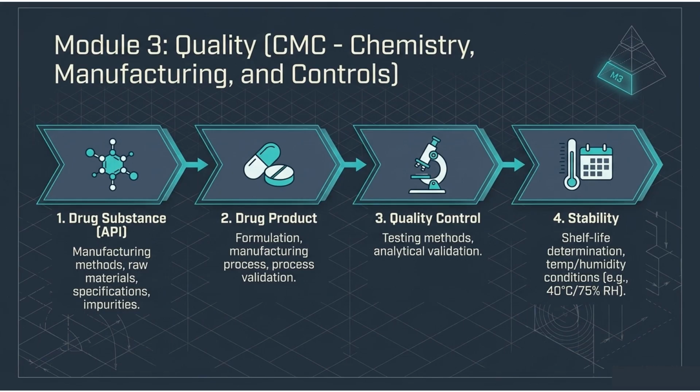Slide 8. Module 3. Quality, CMC. Moving into the evidence data, Module 3 focuses on quality, widely known as CMC, chemistry, manufacturing, and controls. This module details the drug substance, or API, the drug product, including formulation and manufacturing process, quality control testing methods, and stability data to determine the shelf life and storage conditions, like temperature and humidity.